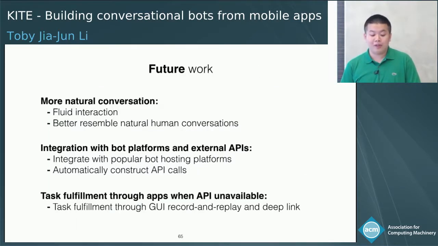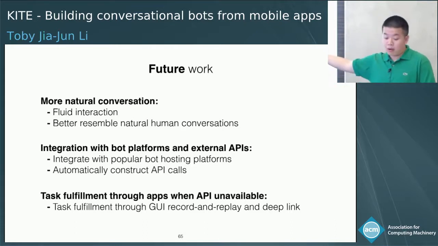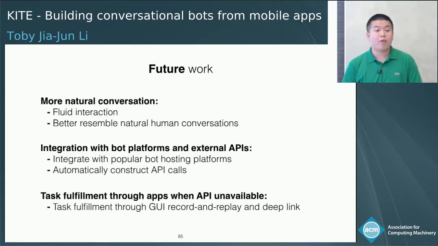This naturally leads to the first direction of our future work. We want future versions of KITE to generate more natural conversations that better resemble natural human interactions. In this work, we also did not look at the fulfillment of tasks. For future work, we also plan to integrate with popular bot hosting platforms and support automatic construction of API calls for intent fulfillment.